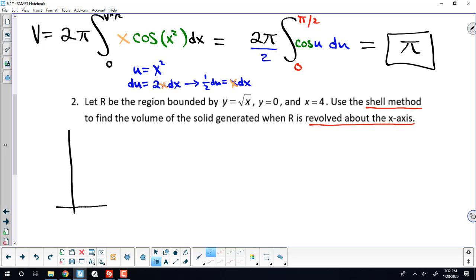0 and 4, so we have the square root function. Y equals 0 there, and x equals 4 there. So just again, make sure that the region you're working with in your drawings or your sketches is bound by all 3 or 4 or whatever you're given. So we're doing this region here.